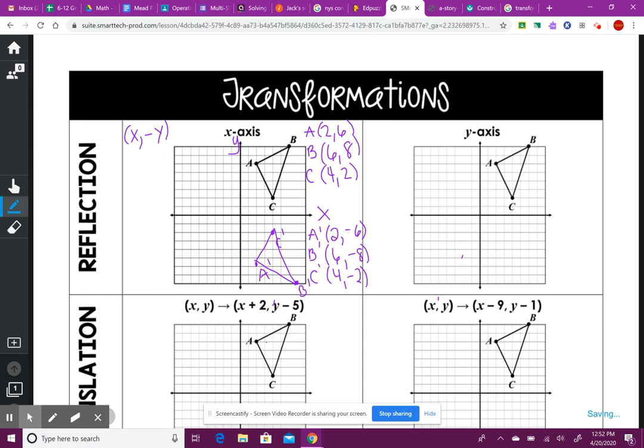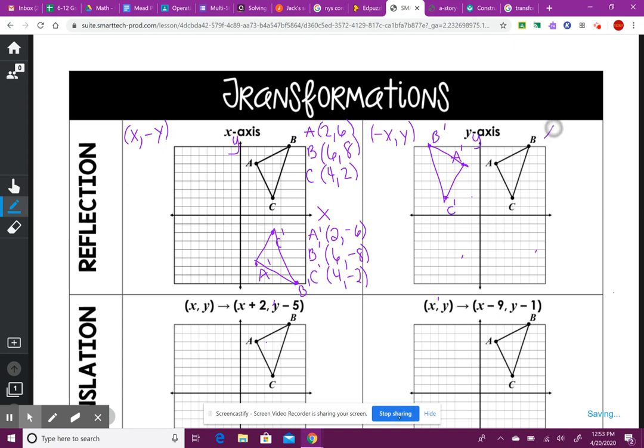Let's take a look at the y-axis. The rule is just opposite. You change the sign on the x this time and keep the y. Because I am flipping to the left this time, I'm going over the y-axis. So if I were to count my blocks, I have 1, 2, until I get to my new location for A prime or my mirror image. I go over 1, 2, 3, 4. And B, I go over 1, 2, 3, 4, 5, 6. So my B prime is up here. So this is my mirror image.